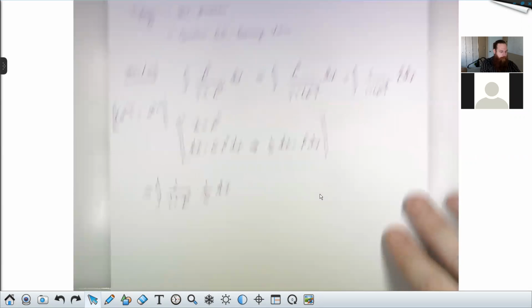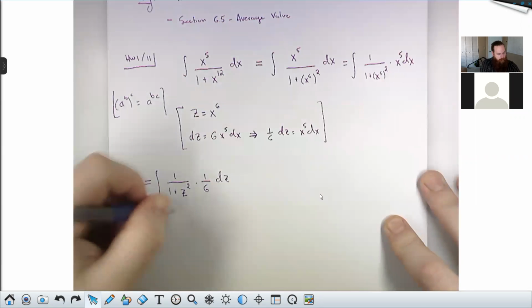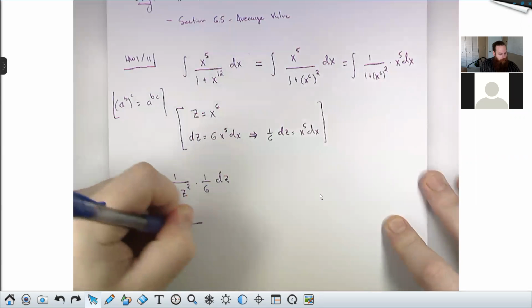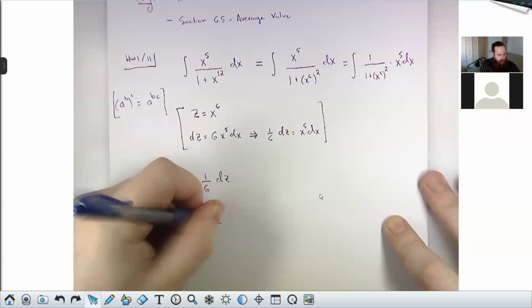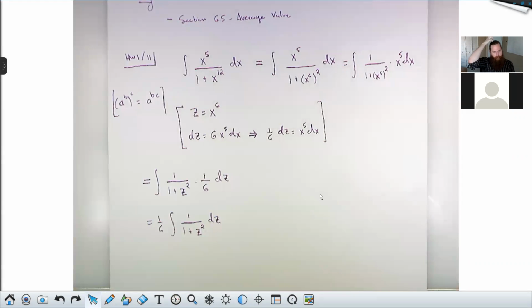Okay, so then we can pop out the 1/6. We're left with the integral of 1/(1 plus z squared). What is that? What is the integral of 1/(1 plus z squared)? Why is this so nice? Does anything you know have a derivative that looks like this? Yeah, good, arctan. Rita got it. The inverse tangent function has a derivative that looks like this.